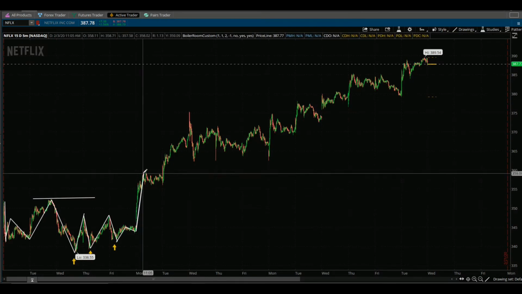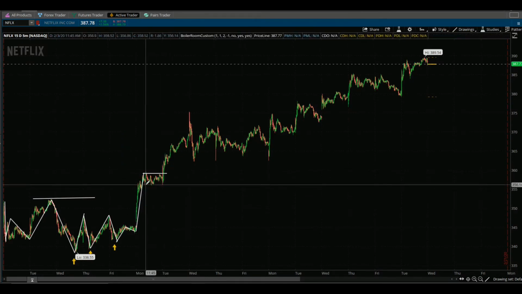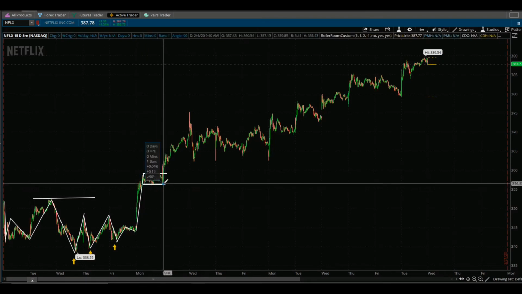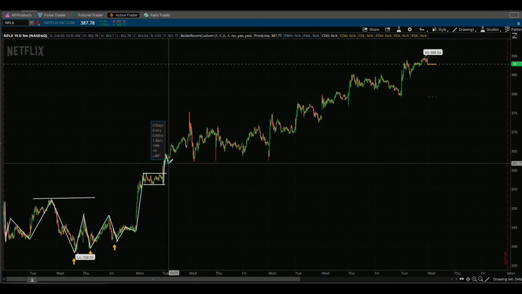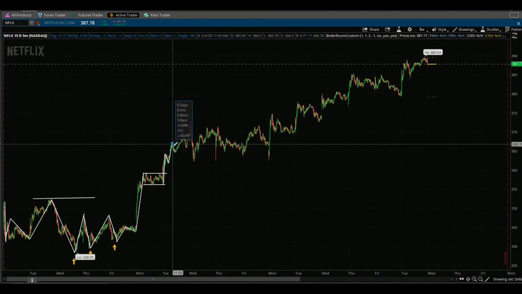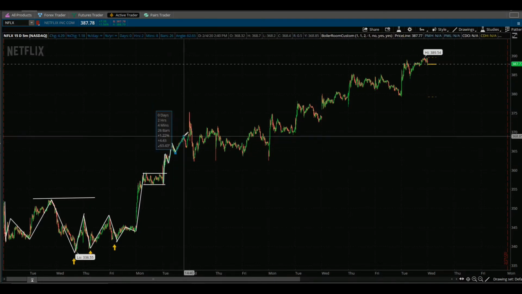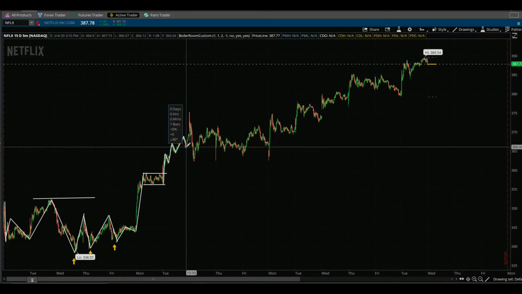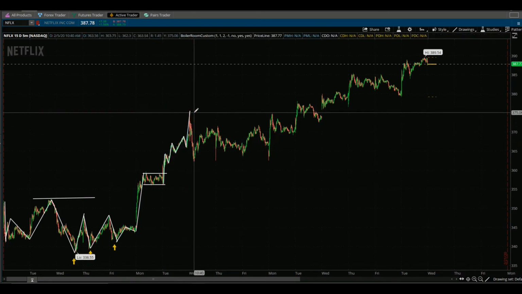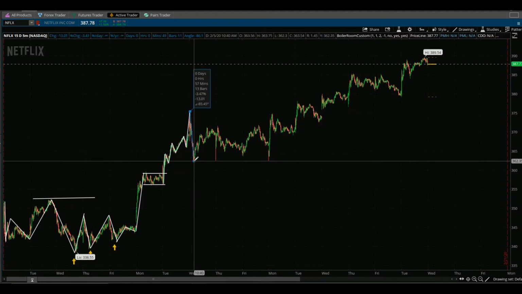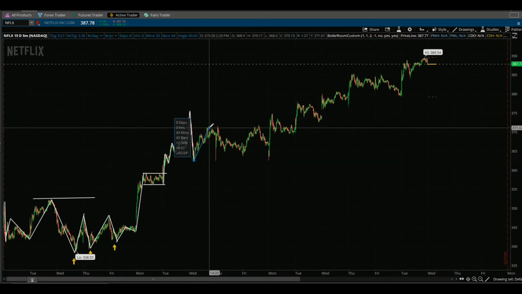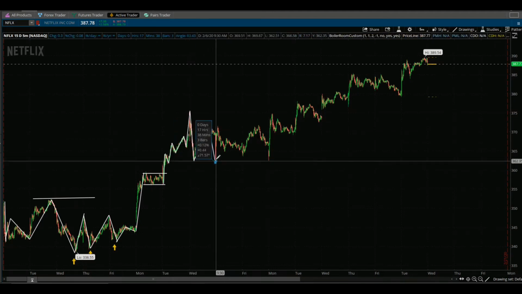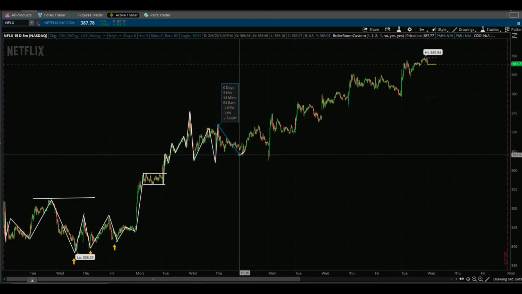Then what do we do? We trend sideways for a little while, right? Then we make another new high. Then we pull back a little bit. We make another new high. Pull back a little bit more. We make another new high. Pull back a little bit more. Then we make another new high. Then we have a nice deep pullback, right? And then we continue.